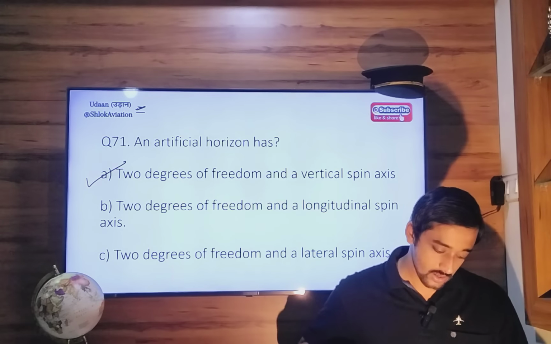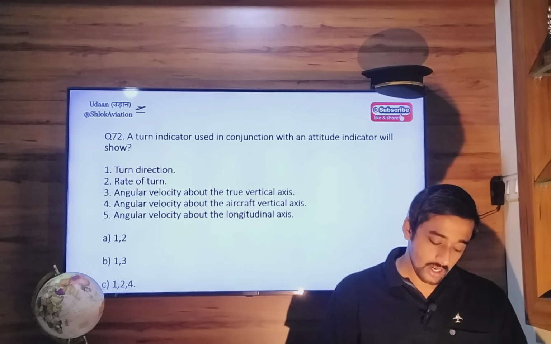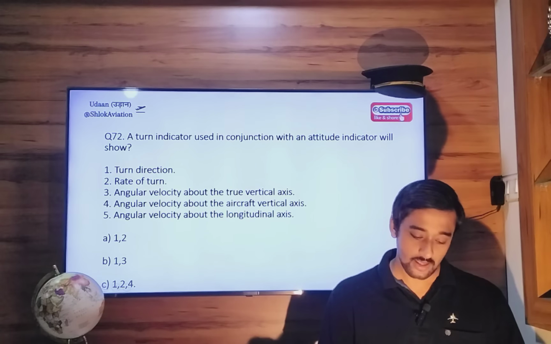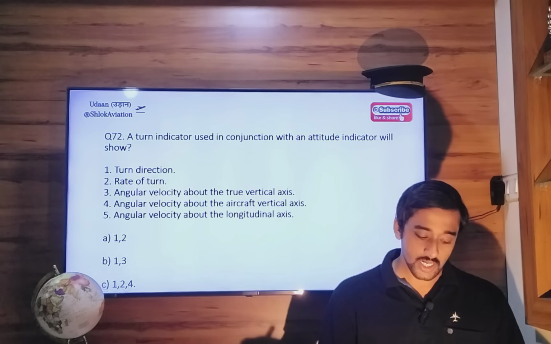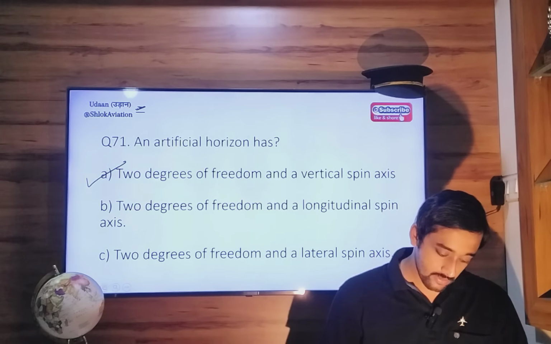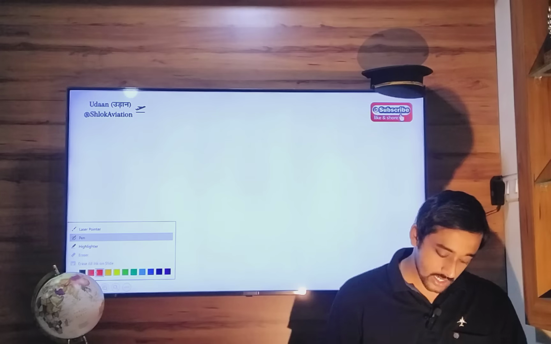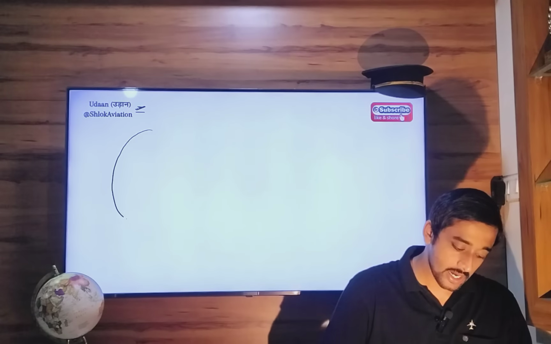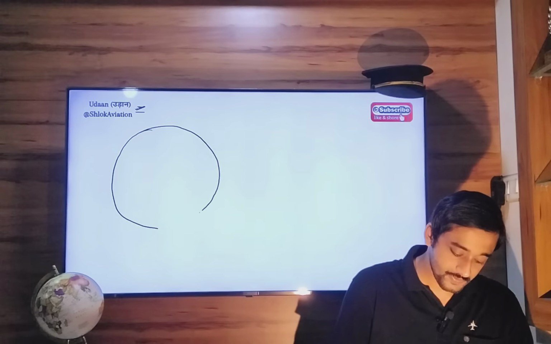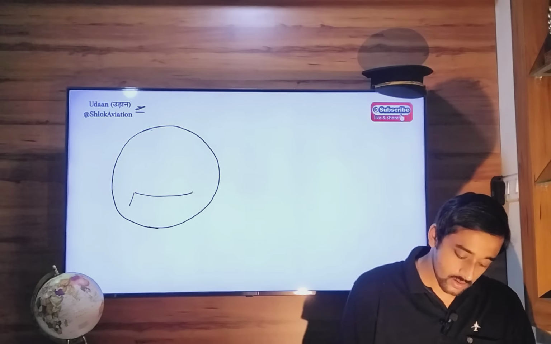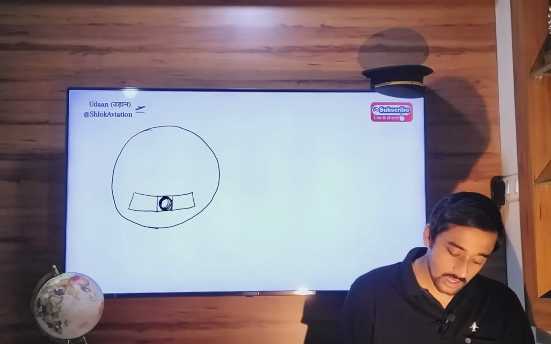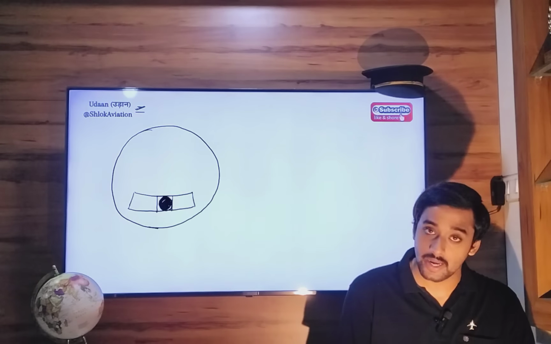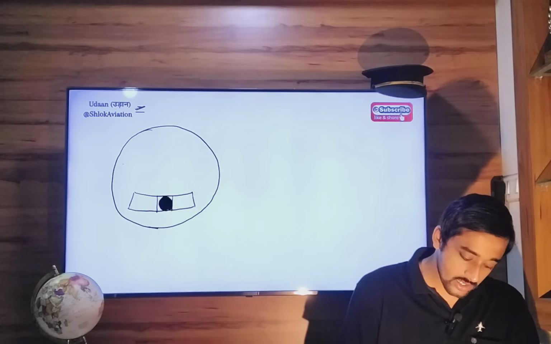Next, question number 72. A turn indicator used in conjunction with an attitude indicator will indicate what? So a turn indicator will definitely show a turn direction. So this is your turn indicator. This is the inclinometer, and in this inclinometer you have a ball in the center which indicates a coordinated turn. Then you have these markings.